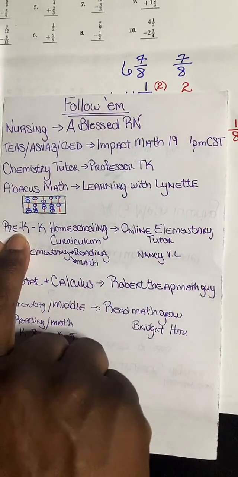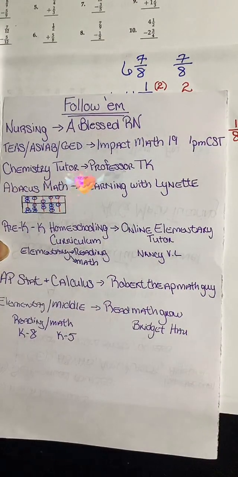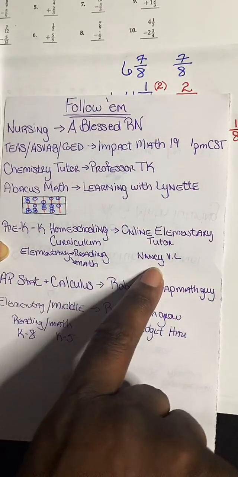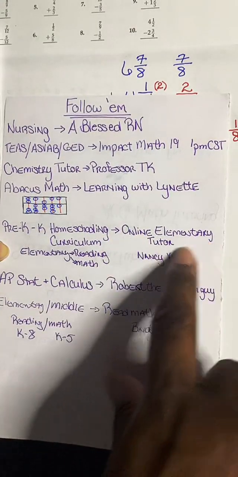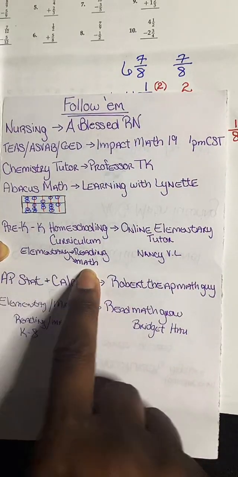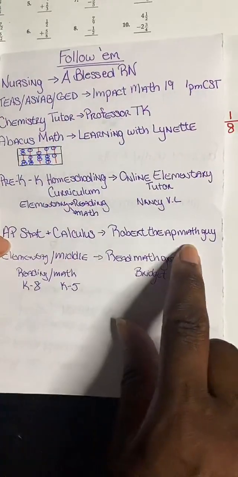If you have a pre-K or a kindergarten kiddo that you're going to homeschool, whoever mentioned the homeschool person, and you need a support person, see my girl Nancy. She's known as the online elementary tutor. She can help you with that, and she's also doing a math lab this summer, so definitely check her out. And I already told you about Robert.